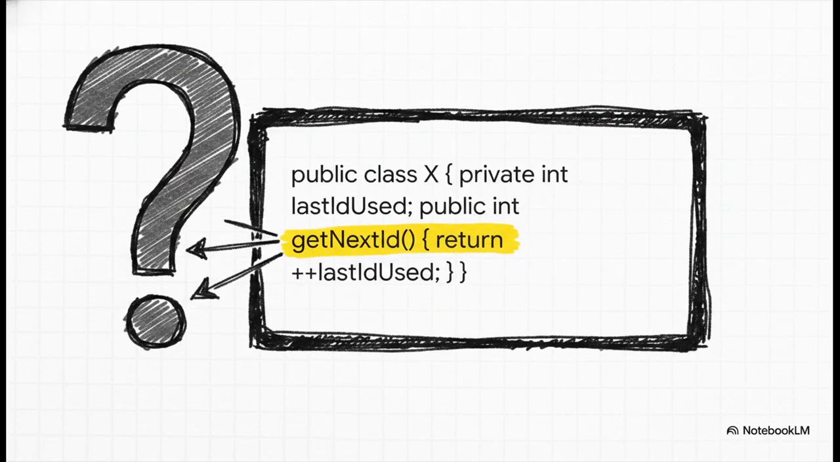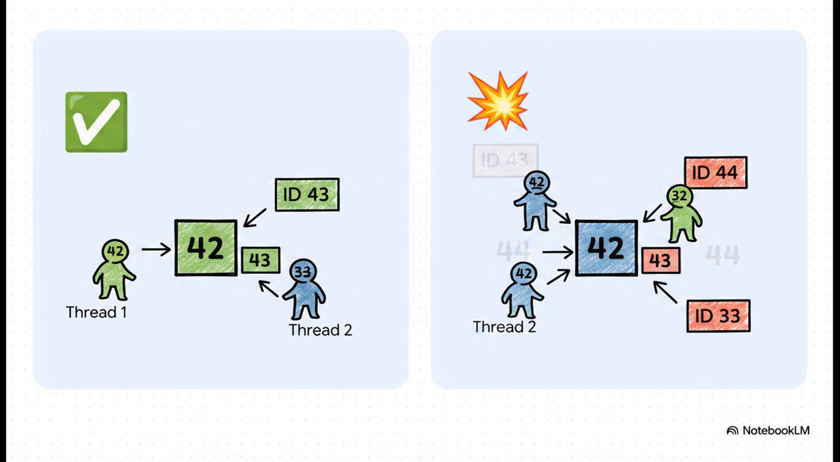Now take a look at this little piece of code. It looks totally harmless, doesn't it? I mean, it's one line inside one method. What could possibly go wrong if two different threads call getNextID at pretty much the same time? Well, here is the hidden danger. You expect two threads to call the method and get two different IDs back, right? 43 and 44. But that little increment operation, that plus, it's not atomic.